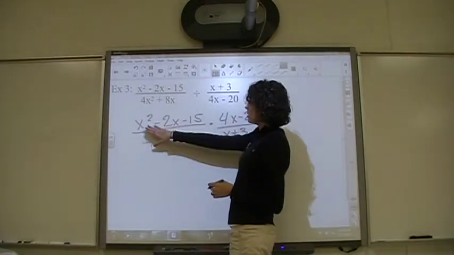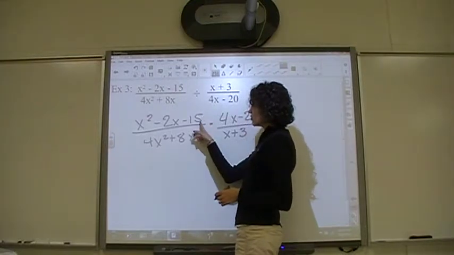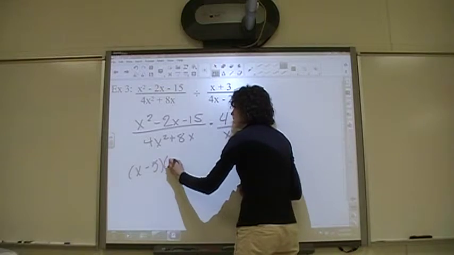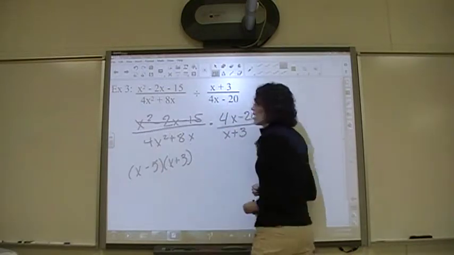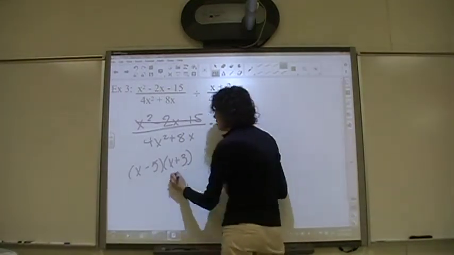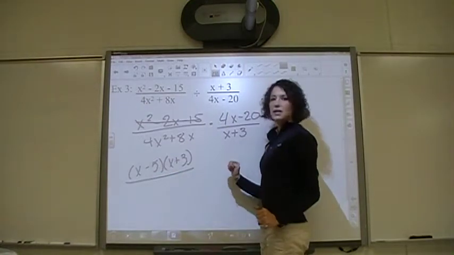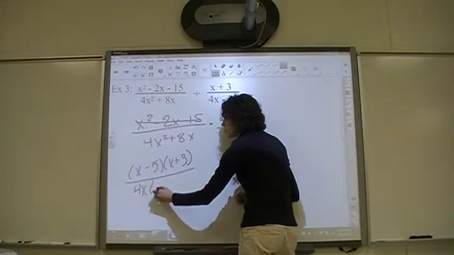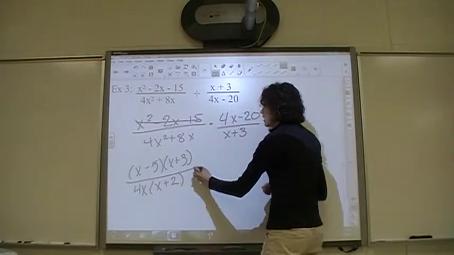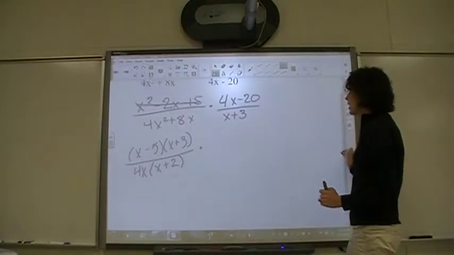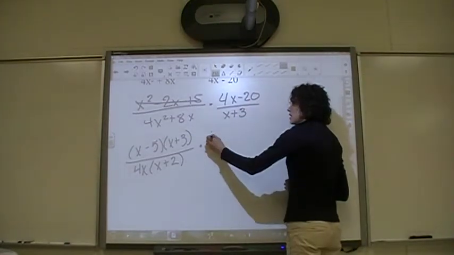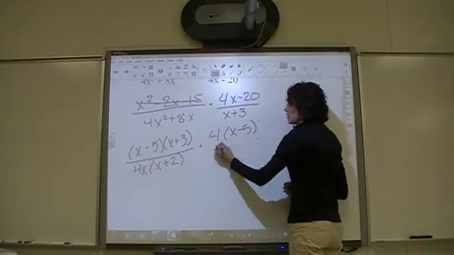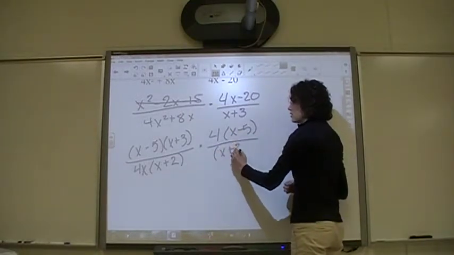If we factor here, x squared minus 2x minus 15, factors of negative 15 that add to negative 2 are x minus 5 and an x plus 3. Cross that guy out because I know that I'm done with him. Then 4x squared plus 8x, I can take a 4x out of both of those, and I'm left with x plus 2. Then on the top over here, we have 4x minus 20. I can take a 4 out, and I'm left with x minus 5. Then on the bottom, I'm just left with an x plus 3.